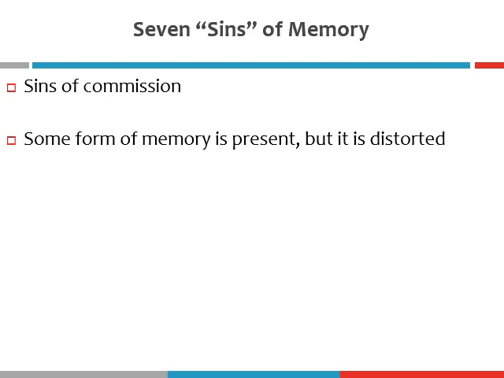So with sins of commission, unlike with sins of omission, there is actually some form of a memory that's present and available for recall. But the problem is that that memory has become distorted, okay? Or that memory has become inaccurate in some way. Okay? So we'll go through each of the types of sins of commission. There's misattribution, suggestibility, and bias. So let's go through each of those one by one.